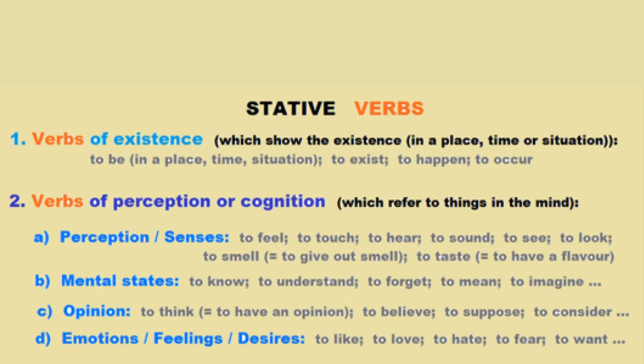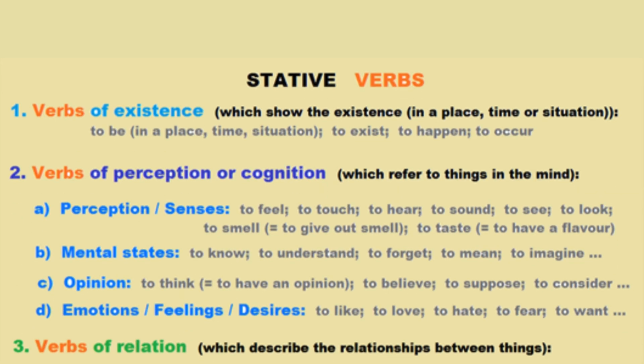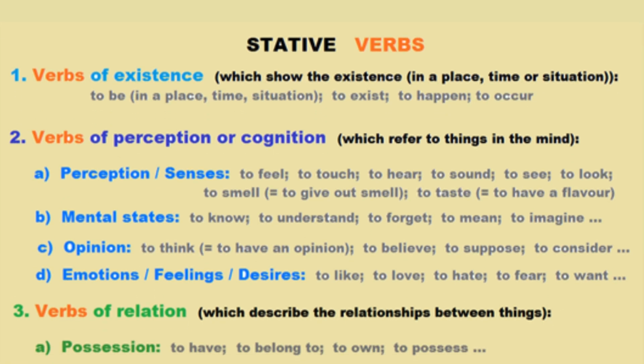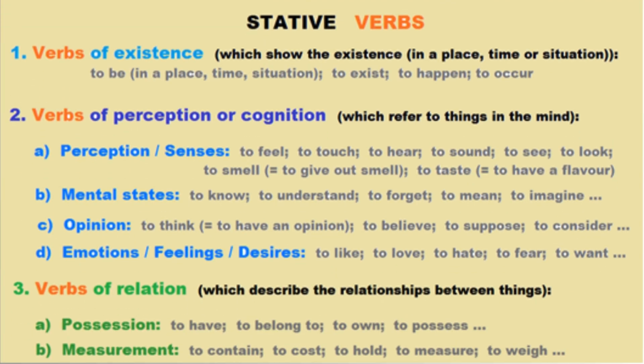Emotions, feelings, desires: to like, to love, to hate, to fear, to want. Verbs of relation, which describe the relationships between things. Possession: to have, to belong, to own, to possess. Measurement: to contain, to cost, to hold, to measure, to weigh.